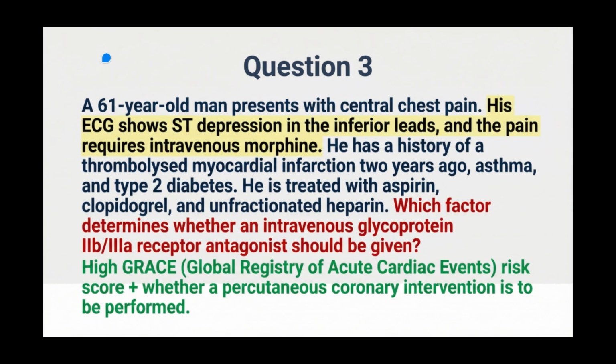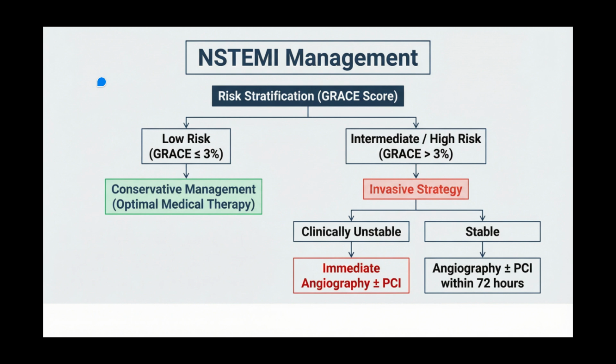The decision to give an intravenous glycoprotein 2B/3A receptor antagonist depends on two factors: a high GRACE risk score and whether percutaneous coronary intervention is planned. Management of NSTEMI is guided by risk stratification using the GRACE score. According to NICE guidelines, a GRACE score greater than 3% defines intermediate to high risk and indicates an invasive strategy.